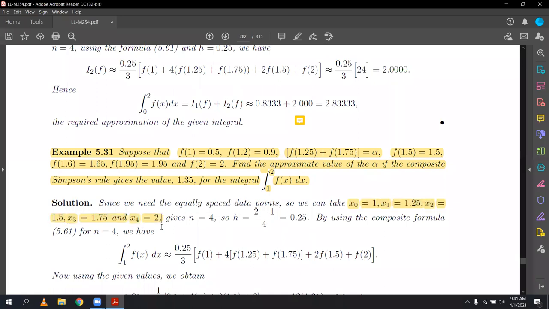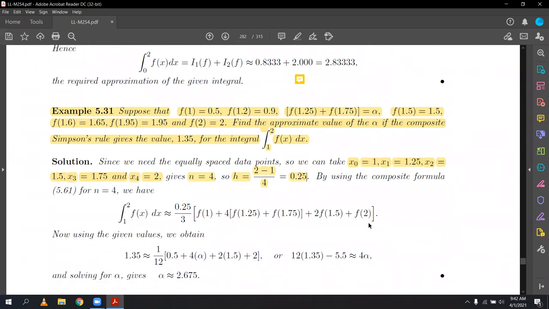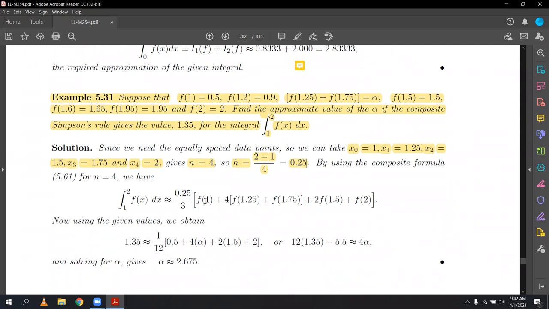And when you have this order, you have 5 points, you have the knowledge of N, which is 4. You have a knowledge of H. H is what? The final point minus lower point divided by N, which is 4, which is your H. And now you can see you have everything in front of you. Use the value of the function at the first point and the last point multiplied by 1.